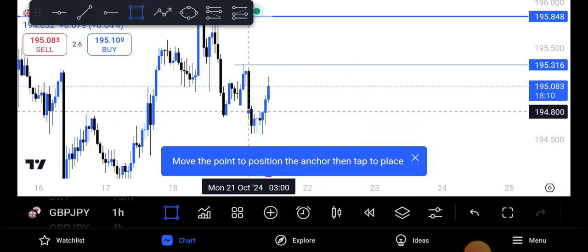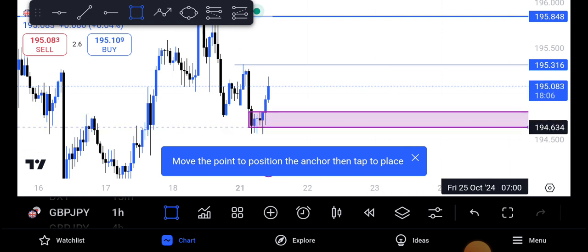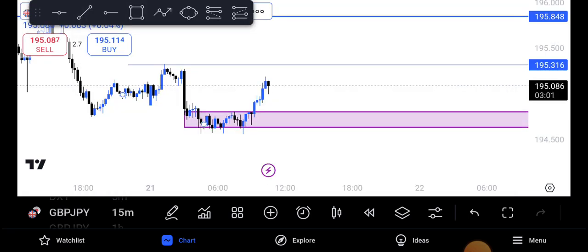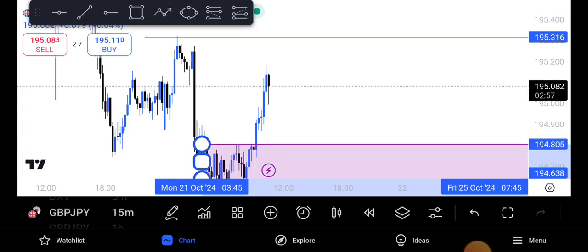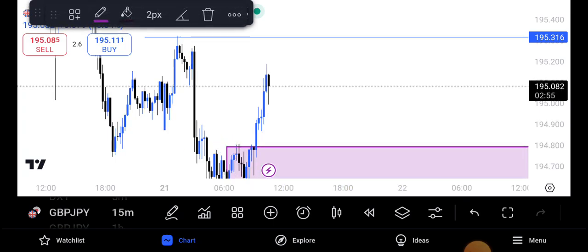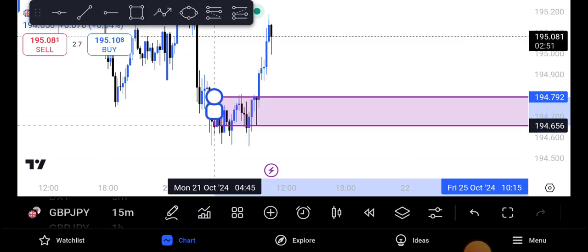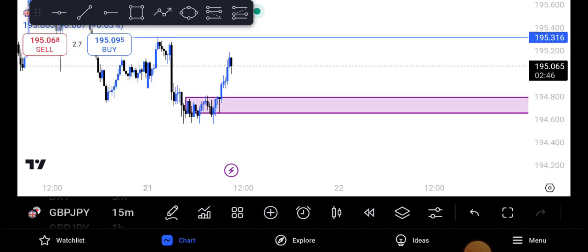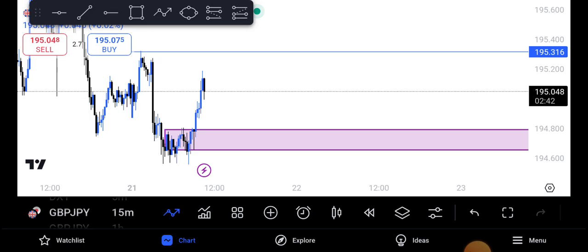I can buy the market from this zone. Yeah, that zone, 15 minutes, okay. If the market breaks that high, the one up there, I will be looking for the buys from this zone there. Yeah. So what do I really need to see before I buy the market?